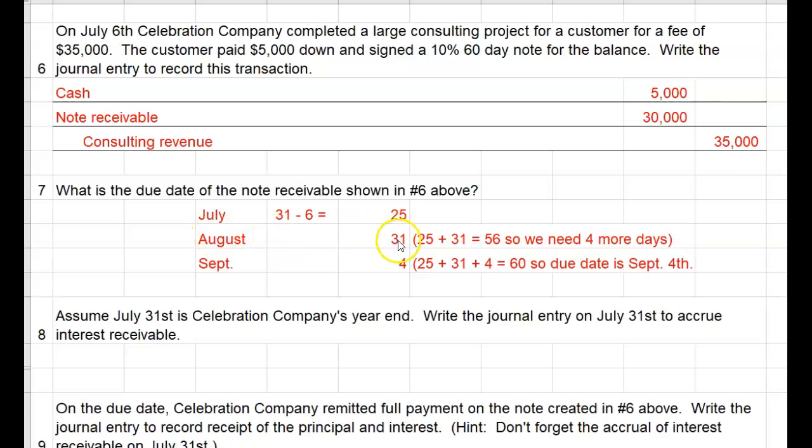Plus all of August, there are 31 days in August, and then check to see how close you are to 60 days. 31 plus 25 equals 56 days, which means that there's still a little bit of time to go before the 60 days are up. So we're going to go into September, and we need 4 more days to make up 60 days. 25 in July, plus 31 in August, plus 4 in September, equals the 60 days in this note. So the due date of the note is September 4th.